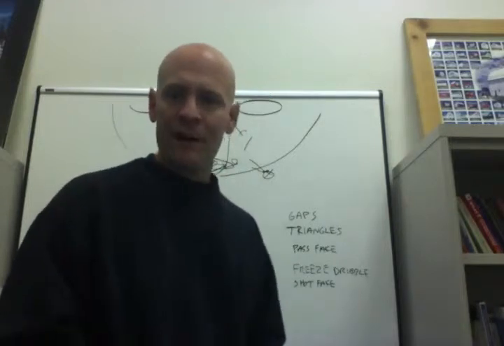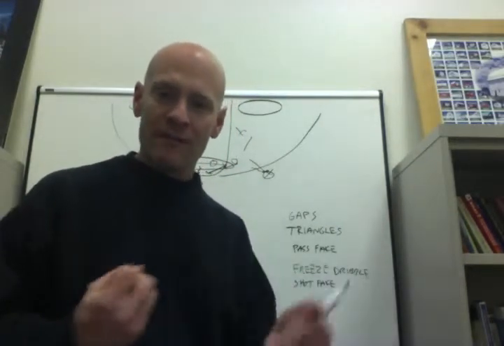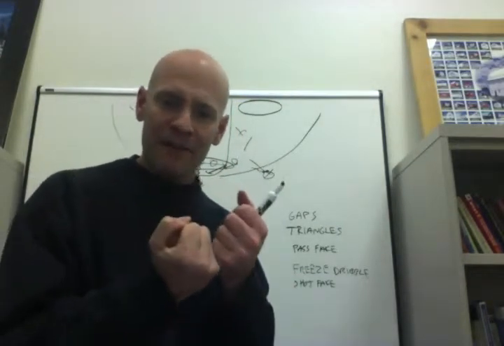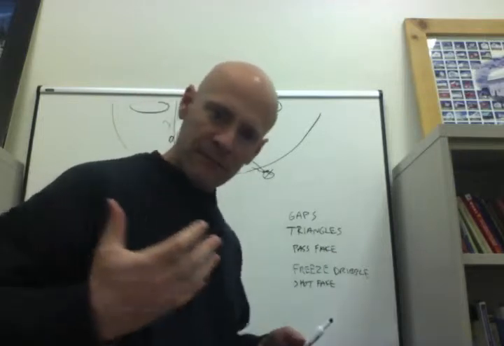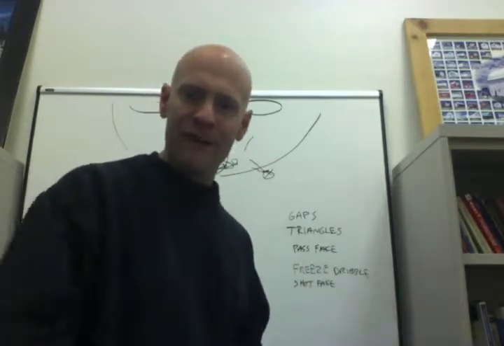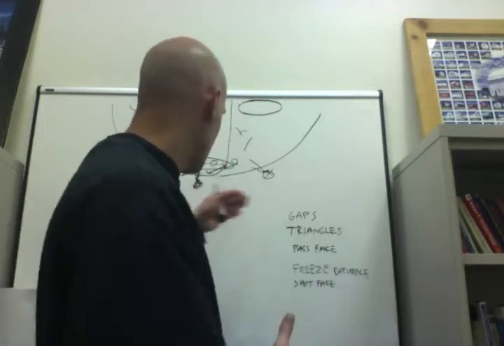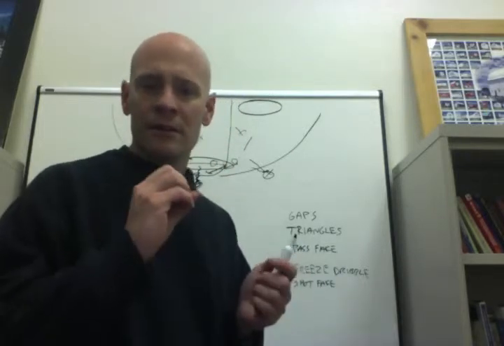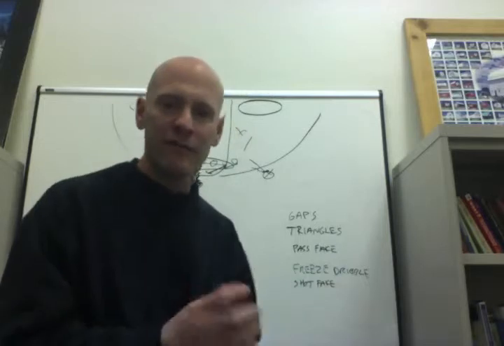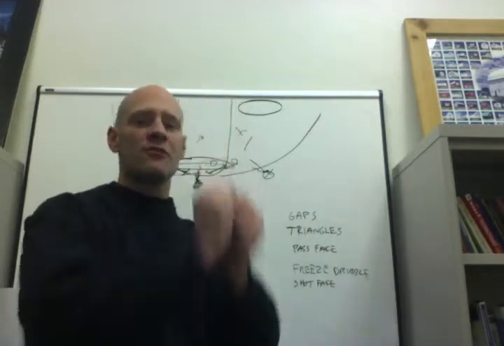Last thing is shot fake. Because a zone is shifting, if you can get them to have to close out by using pass fakes, by using the freeze dribble, by going inside and out, you've got great opportunities when they start closing out to shot fake and drive.